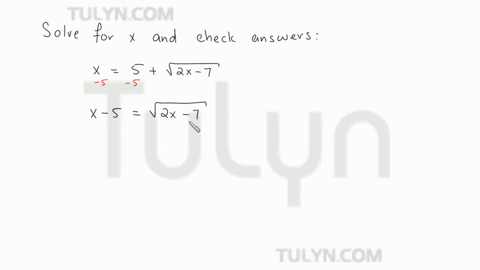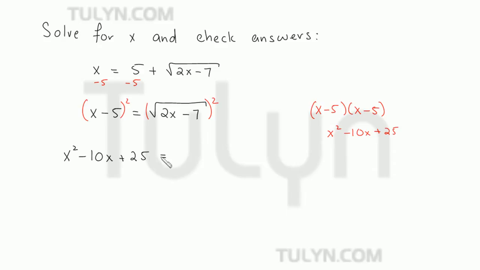So now we can square. Let's square both sides of the equation. On the left we get (x minus 5) squared. When we FOIL that out, we get x squared minus 5x, which is minus 10x, plus 25. And on the right side, the square and the square root cancel out and just give us 2x minus 7.